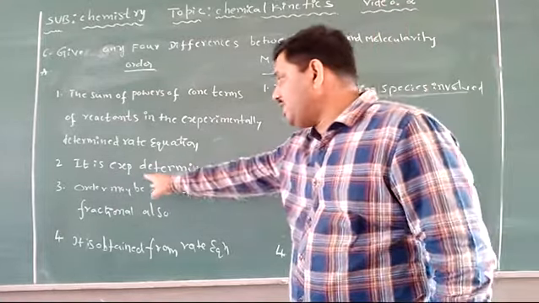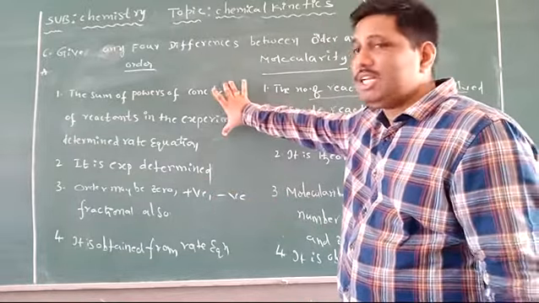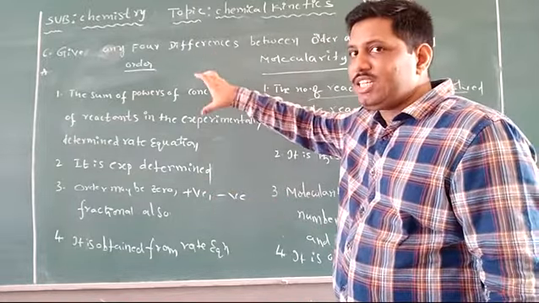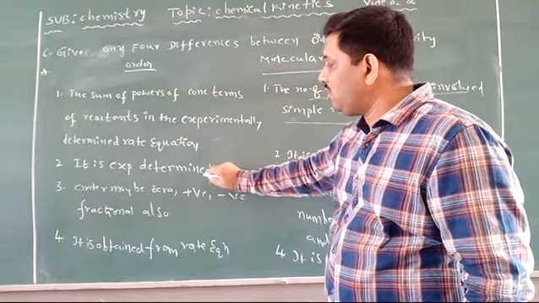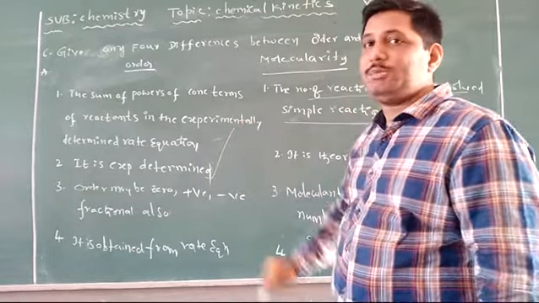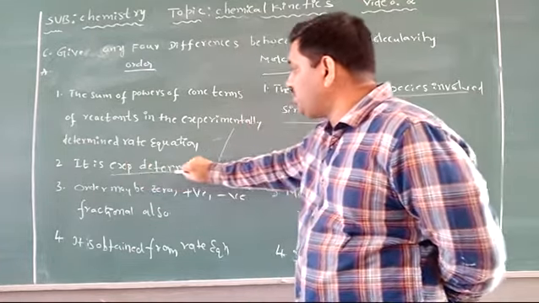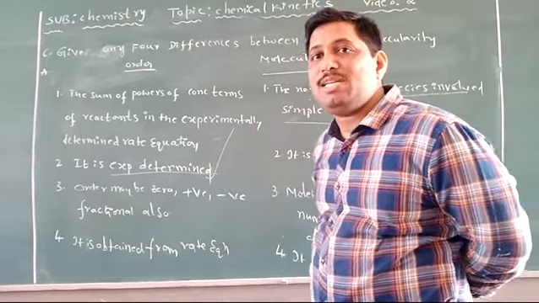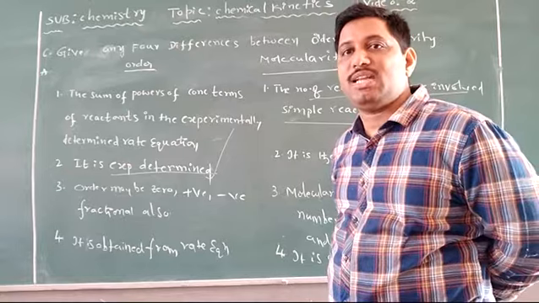Second point, it is determined experimentally. Why? Because for a given chemical reaction, the rate equation can be determined experimentally. From the rate equation, the order of the reaction can be determined experimentally. Hence, it is clear that the order of the reaction can be determined experimentally.